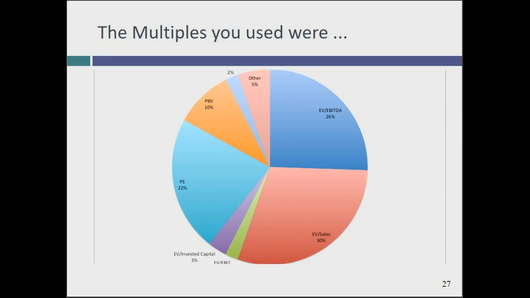22% PE still hangs in there as the most widely used equity multiple, some price to book. And some of you picked other. I have no idea what the other is because that's a choice I gave you. So when it comes back, it might, I mean, remember with pricing, it can be enterprise value to rider, right, for Uber or Lyft, or enterprise value to subscriber. There's no right pricing multiple, it's whatever works.